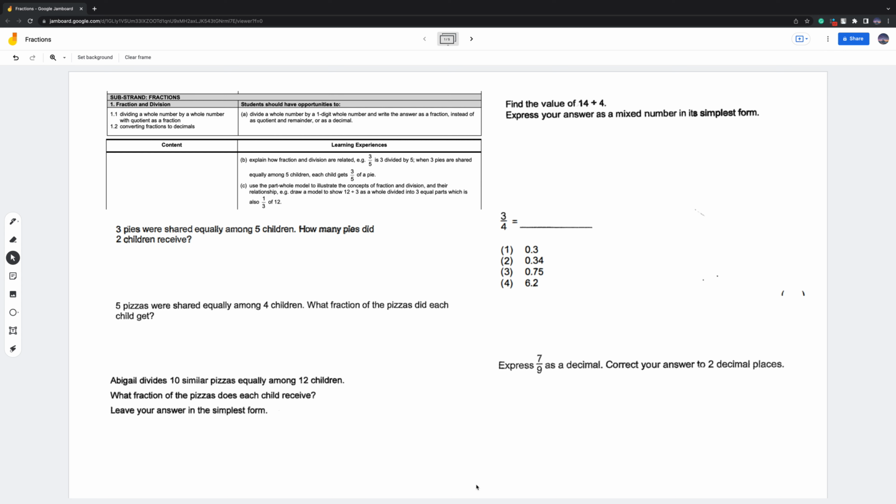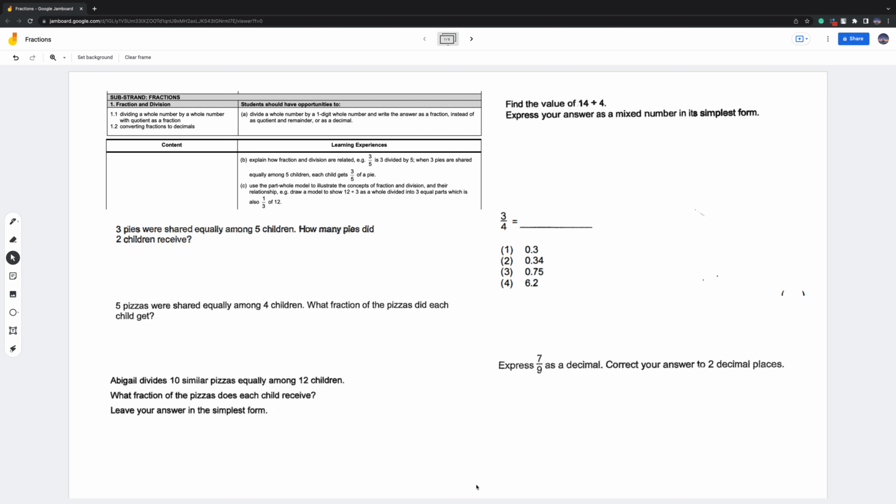Hi, today we are going to learn about P5 fractions, and here are the objectives. Basically for P5 you only need to know dividing a whole number by a whole number with quotient as a fraction and converting fractions to decimals. But you still need to know all the fractions concepts that you have learned before.